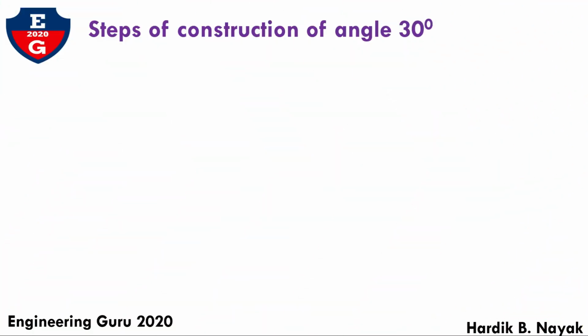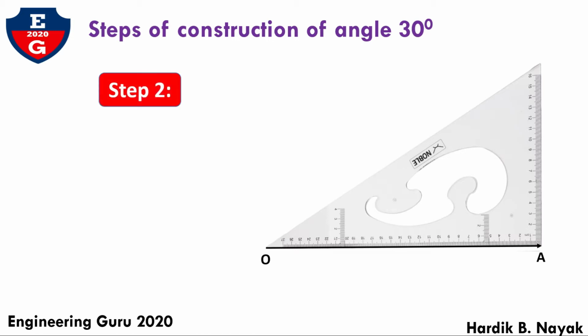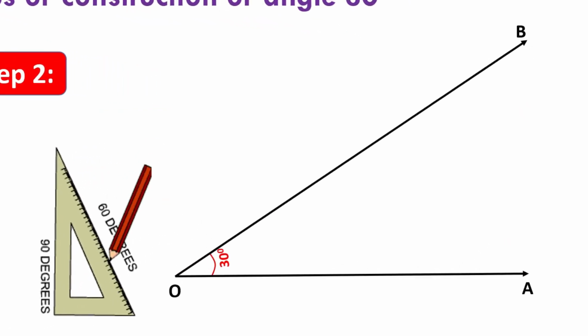Steps of construction of 30 degree. Step 1. To draw an angle of 30 degree, place the set square with the 30 degree angle at the point O as shown. Then draw a horizontal line, that is OA, starting from the vertex measuring 30 degree. Step 2. Now draw line OB along the other edge of the set square starting from O such that the angle AOB is equal to 30 degree.